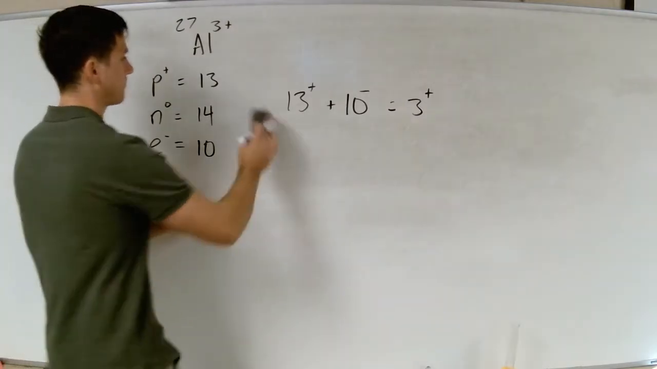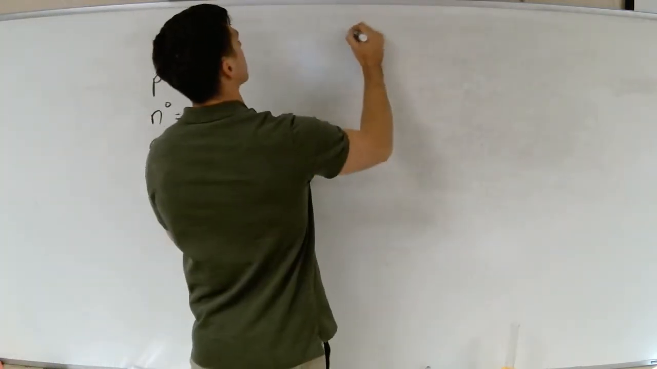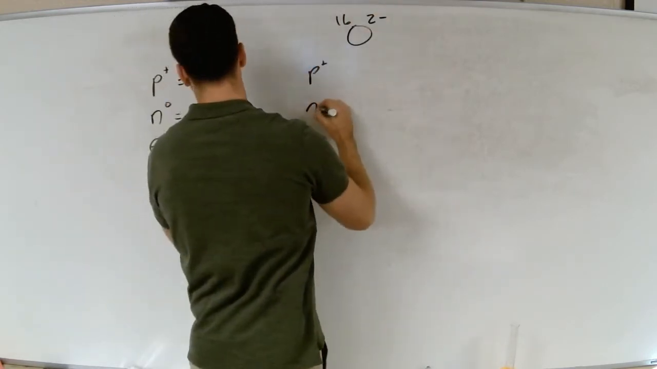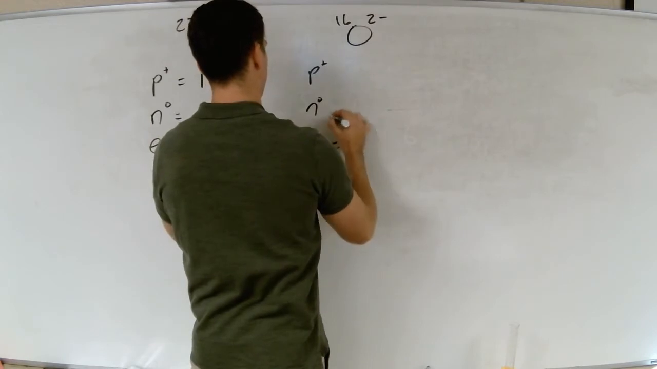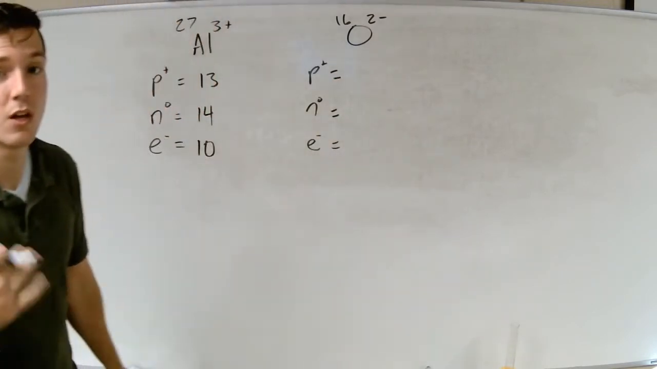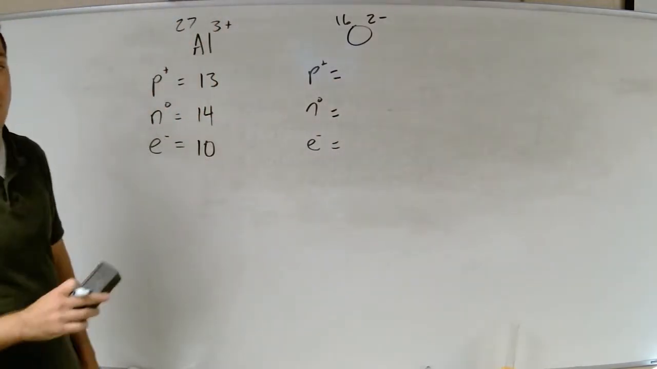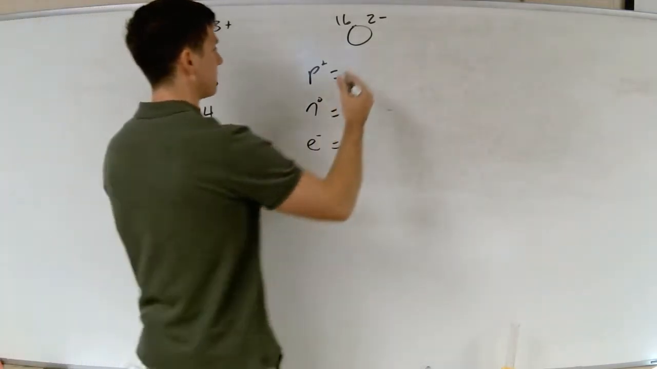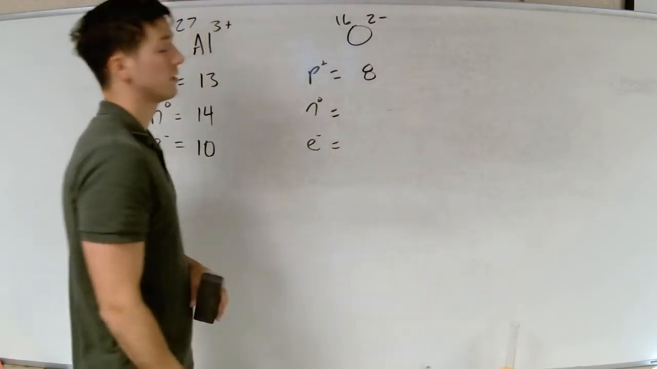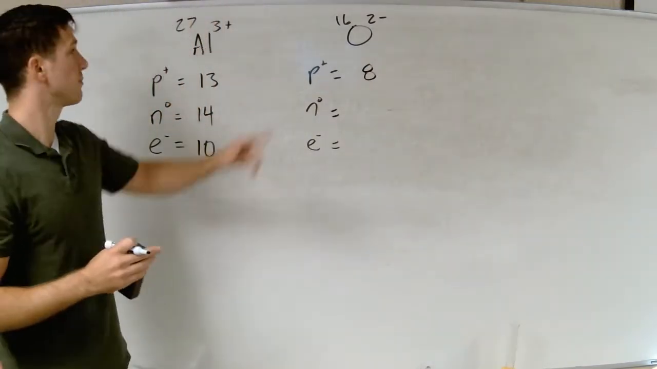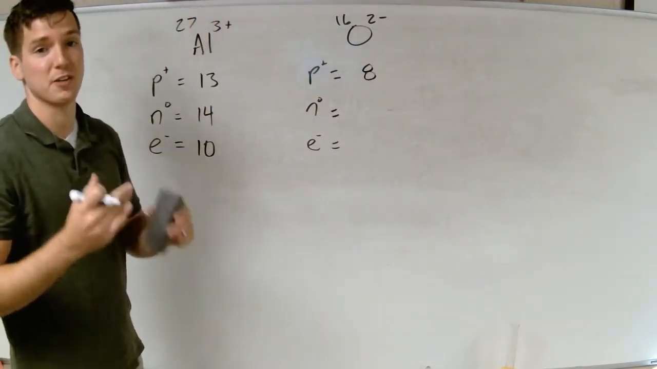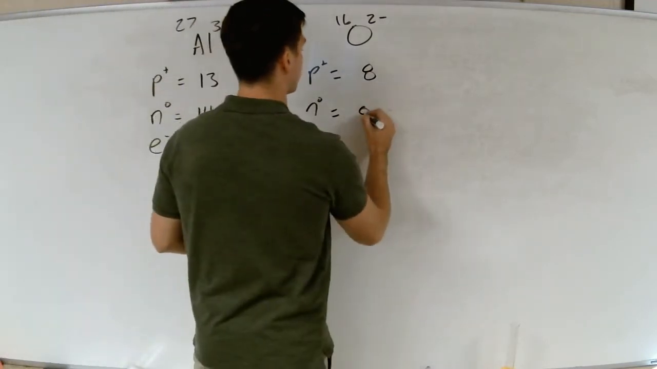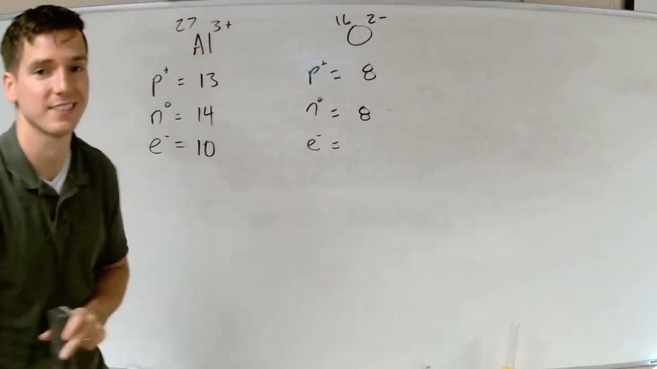Let's do one more. Oxygen 2 minus 16, okay? So, protons of oxygen, I look at the periodic table, 8. Mass number is 16. If I want to find neutrons, my neutrons plus my protons have to equal 16. Well, 8 plus 8 equals 16.